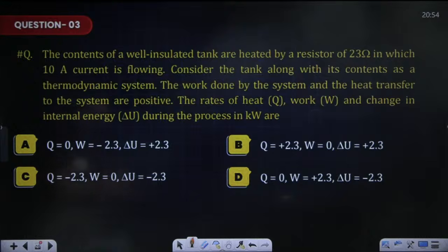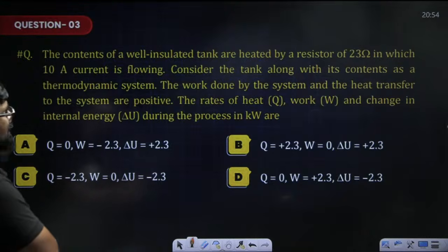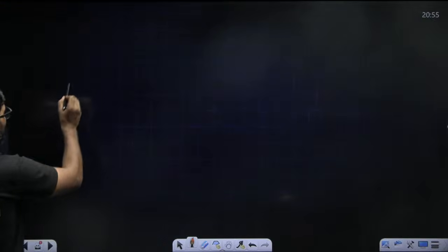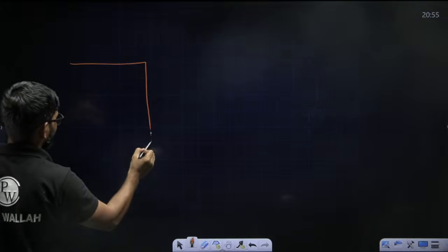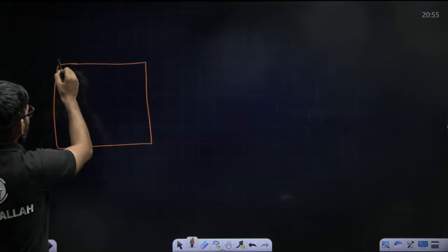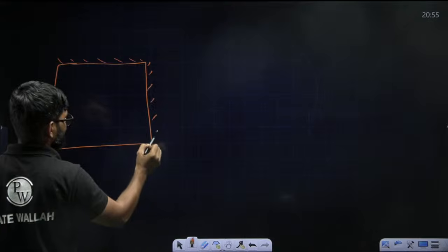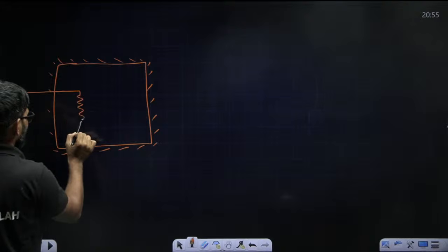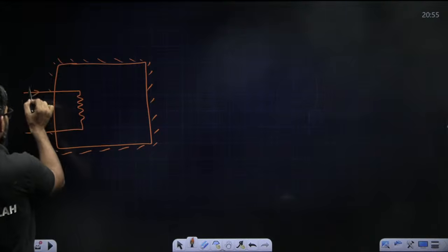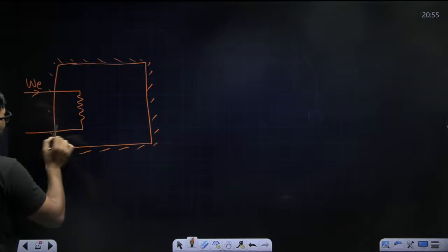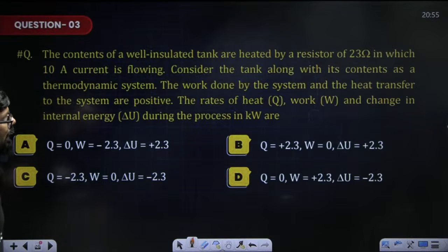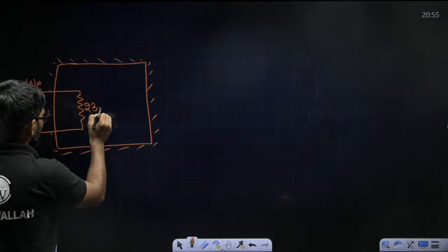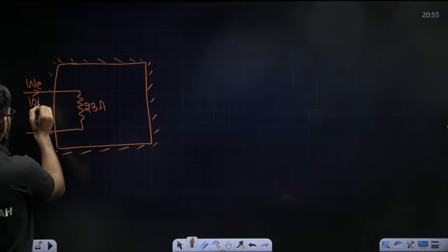The contents of a well insulated tank is heated by a resistance of 23 ohm. Let me draw the diagram for you. So it is a well insulated container type of thing, right? And it is going to be heated. Here W electrical is entering, right? And 23 ohm. This is 23 ohm and current is flowing 10 ampere.